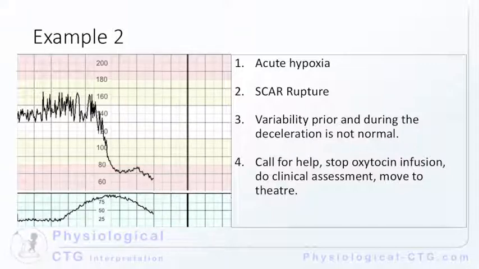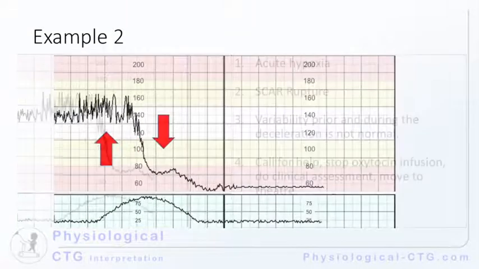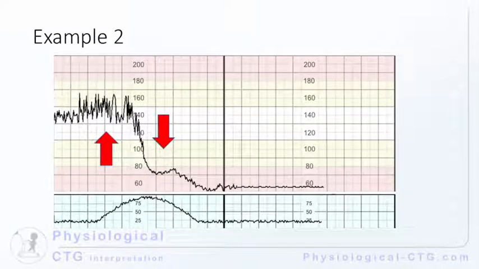So call for help, stop the oxytocin, do your clinical assessment, and move to theatre, including your team, the anesthetic team, your midwife coordinator, and the neonatologist. In these cases, you should not wait. This is the time to run.